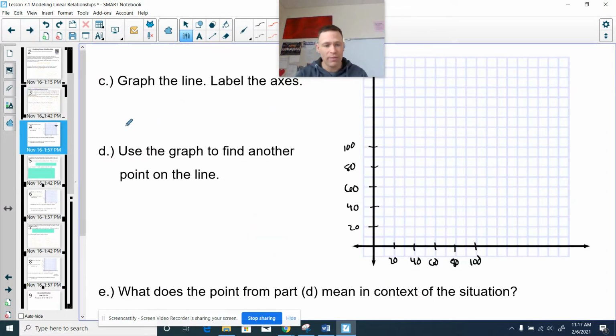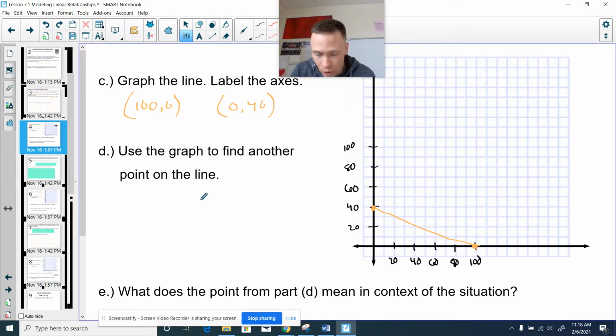Now, we have to graph this. So remember my x-intercept was 100, 0, and my y-intercept was 0, 40. Okay? It says use the graph to find another point on the line. First, we got to graph this. So 100, 0 is right here, and 0, 40 is right there. Those are my x and y intercepts. I'm going to try to draw a line as straight as possible. Not the easiest thing in the world.